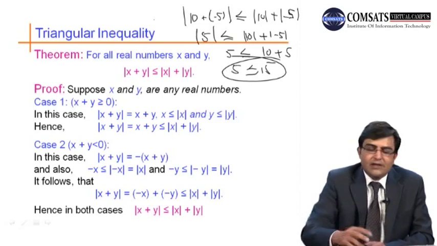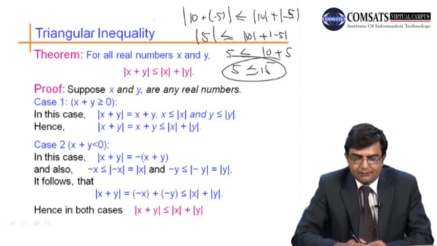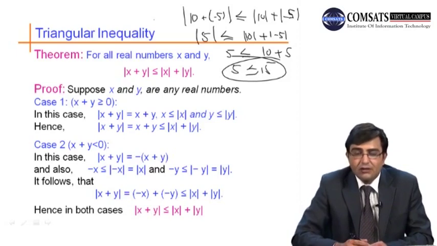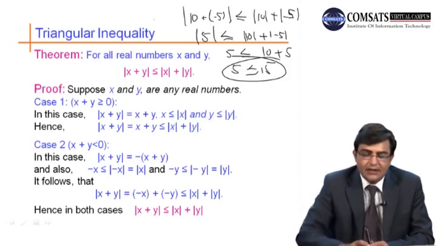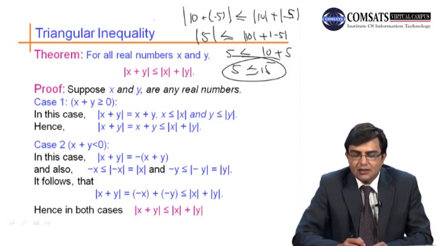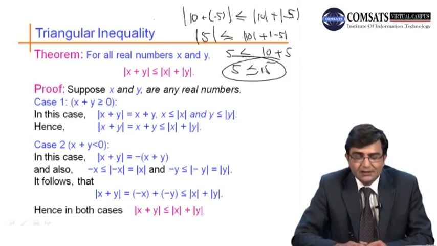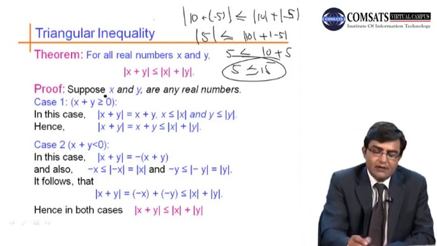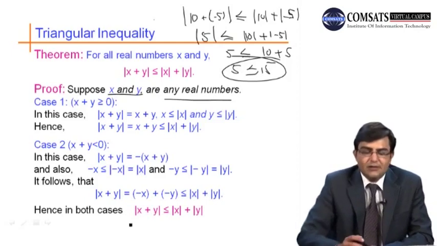Equality holds when both x and y are positive numbers. Otherwise, if one of x and y is negative, then equality doesn't hold, and the left hand side must be less than the right hand side. Now we are going to prove it mathematically by using some mathematical relations and the definition of the absolute value function.